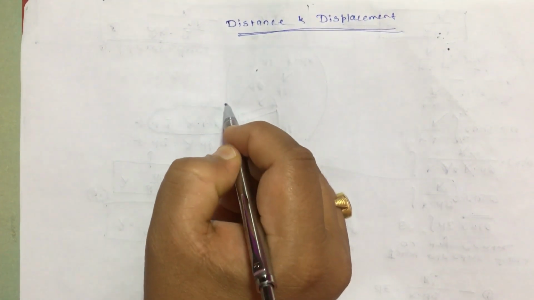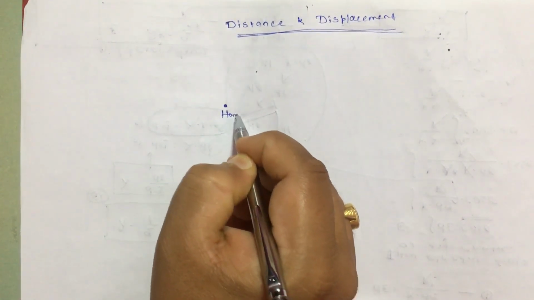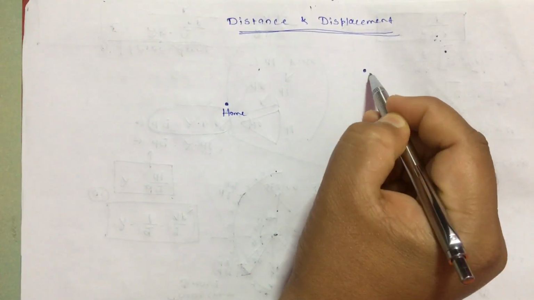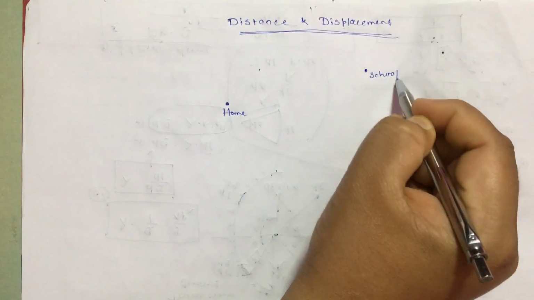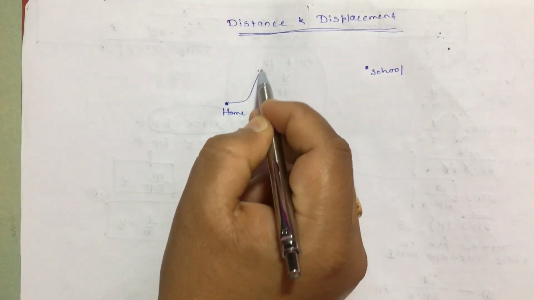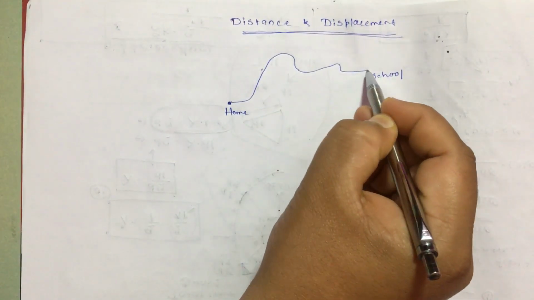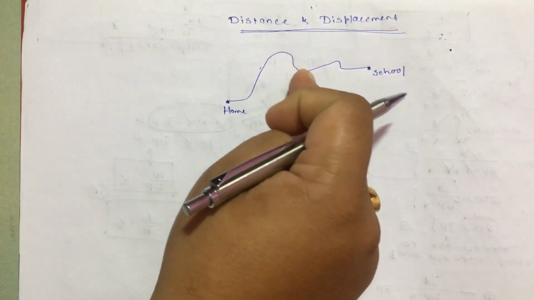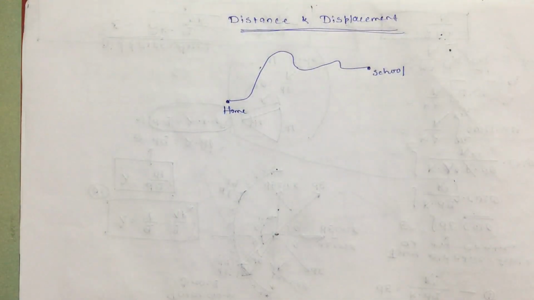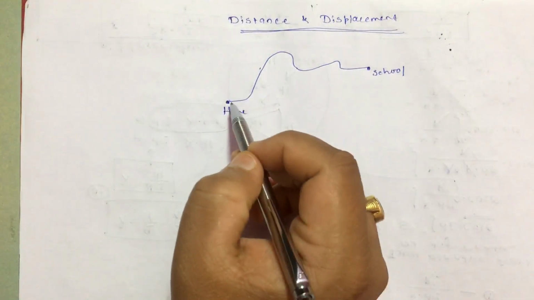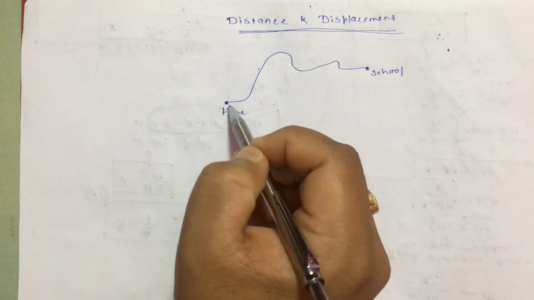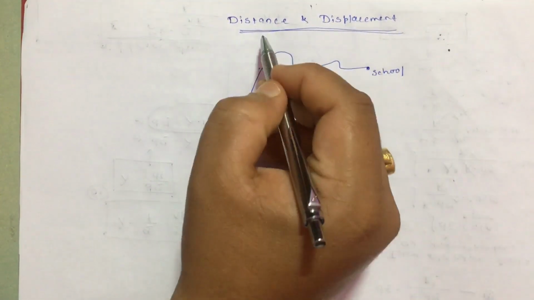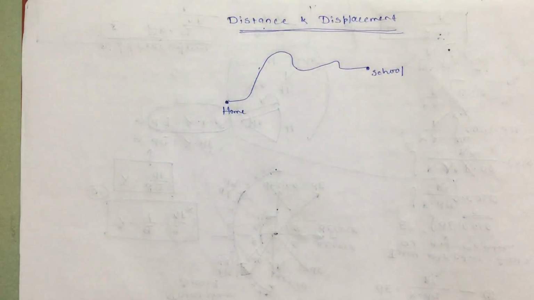Let this be your house or home, you can write, and this be your college or school, and this is the path which is moving from your school to your home. Okay, this is the actual road through which you have to go from your home to reach your school. So you started from here and went up to here. This actual path is your distance. How to measure that? By using a distance meter in your vehicle which measures the distance.